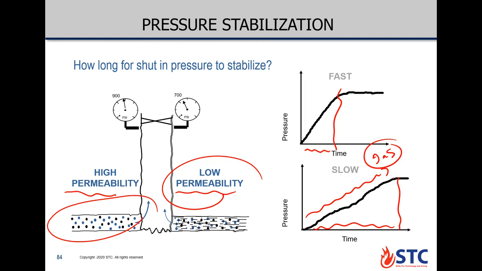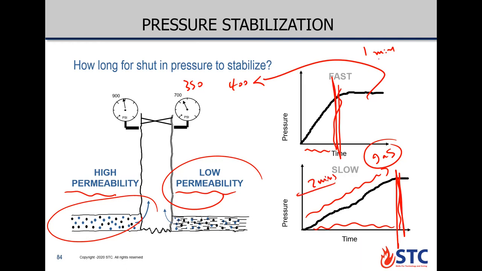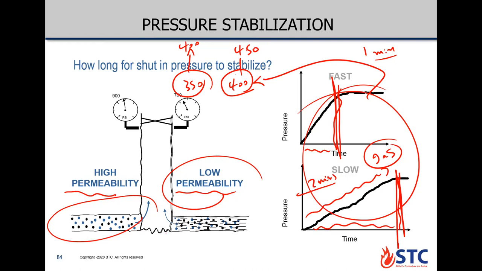We only record our pressures at this stage. If it is low permeability or high permeability, we still wait for pressure stabilization. Let's say, for example, shut-in drill pipe pressure is 350, casing pressure is 400. Here we reach this value in, let's say, 1 minute, but here we reach it after 2 minutes. Then the pressure is stable, so we record our pressures. Then if the 350 becomes, for example, 400 and here 450, now there's no relation to the formation permeability, low or high; it doesn't depend.